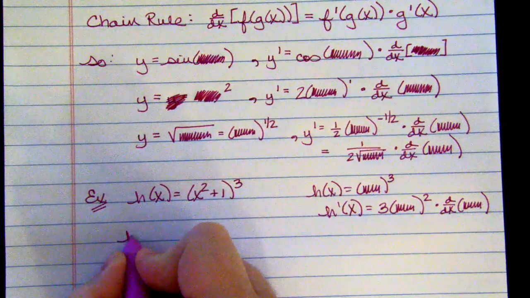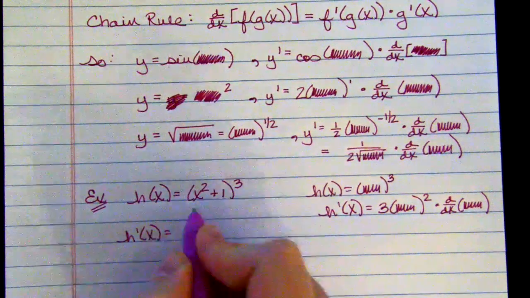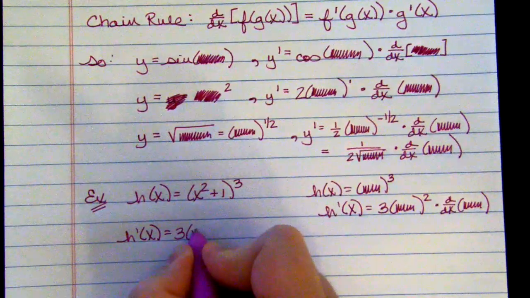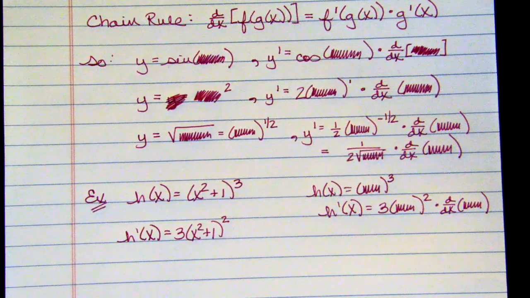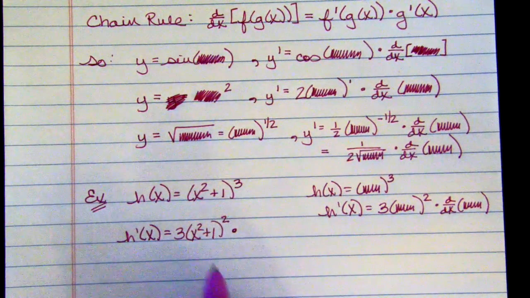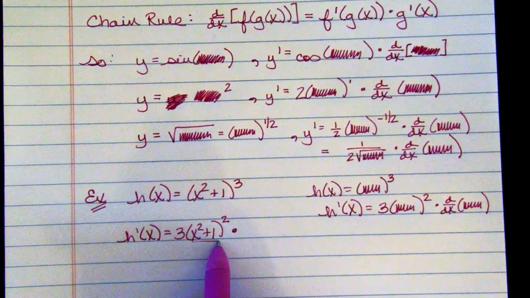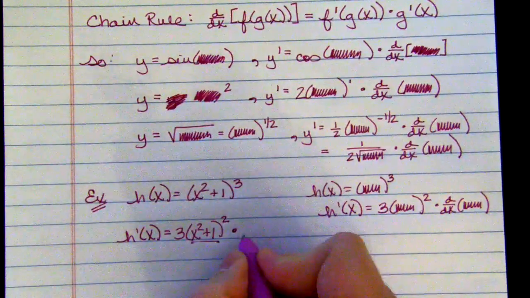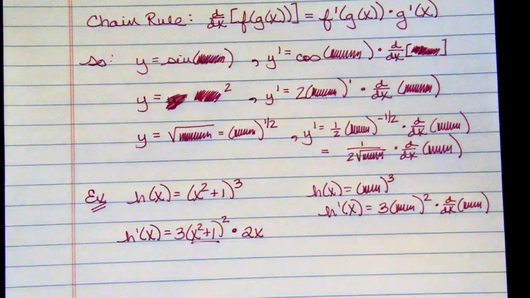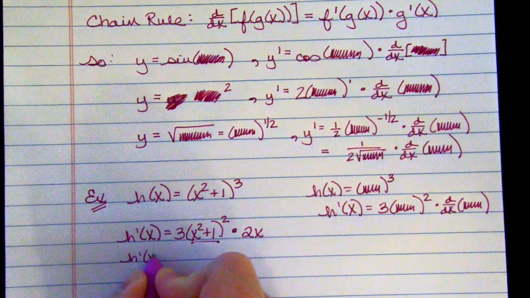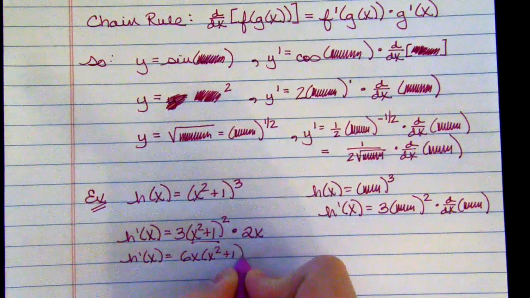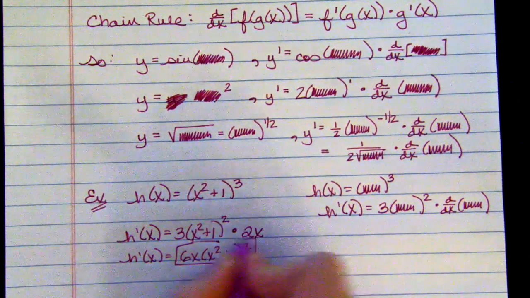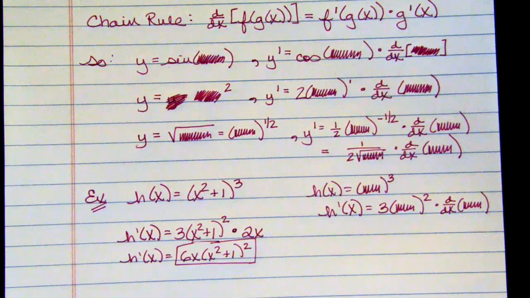In this case, it's going to look like this. H prime of x equals, the derivative of my cube is 3 times, leave everything inside there, x squared plus 1 to the second. I just took care of my cube. But the chain rule says when you're done with that, you need to multiply by the derivative of the thing inside. The derivative of x squared plus 1 is 2x, so I'm going to get that. Let's clean this up, and we've got h prime of x equals 6x times x squared plus 1 squared. And we've found our first derivative using the chain rule.